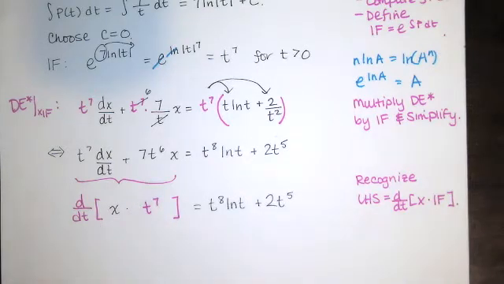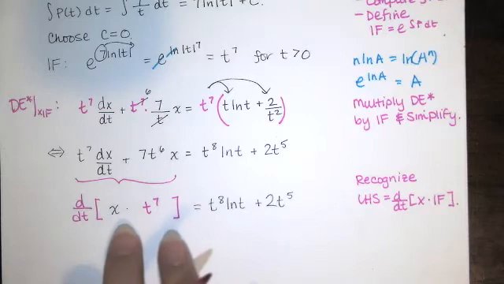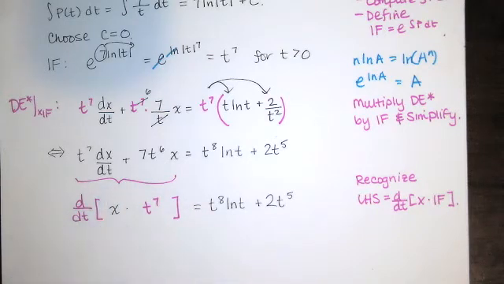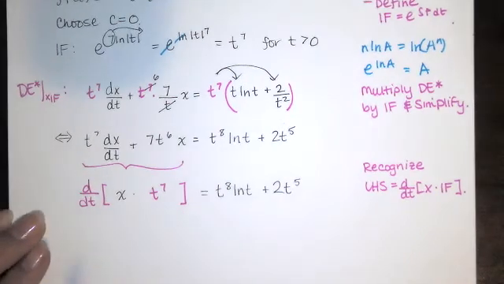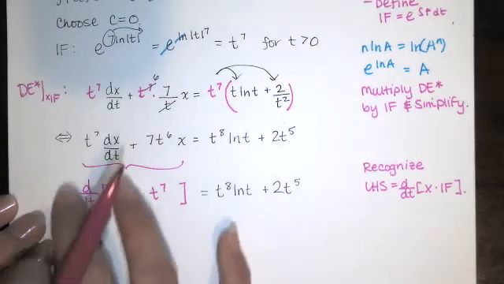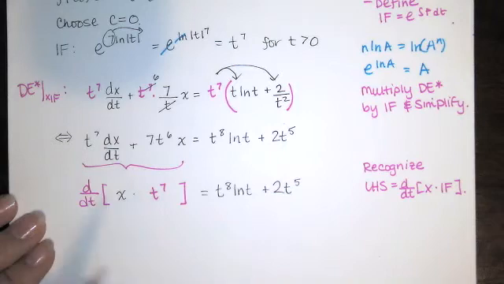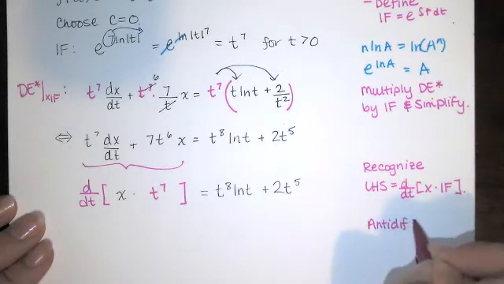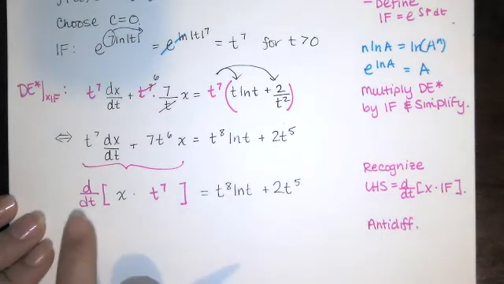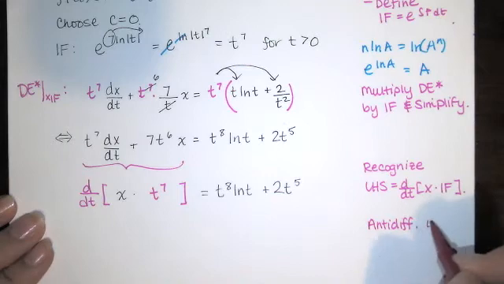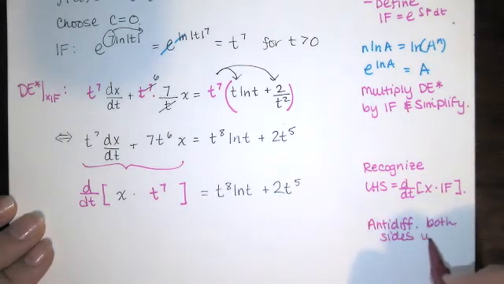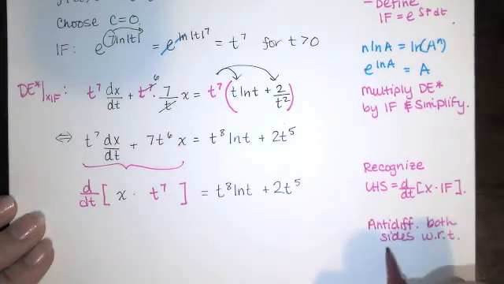And we're trying to get x by itself. And what we've done to x is we've multiplied it by something, and then we've taken the derivative of the result. So we want to undo those operations one at a time, starting on the outermost operation first, until we can get x by itself. So we're going to anti-differentiate to undo differentiation. And we're doing this with respect to t.